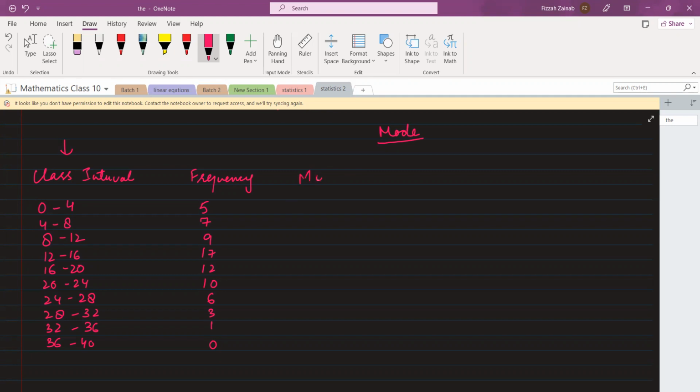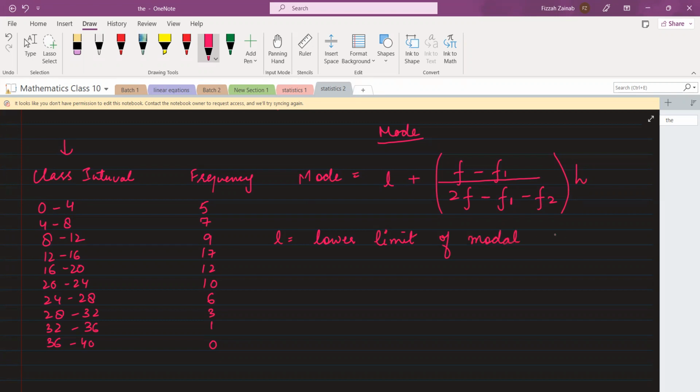First you write, mode is equal to L plus (F minus F1) divided by (2F minus F1 minus F2), right? And into H, I mean, this bracket is multiplied by H. Now, one by one. So L is equal to the lower limit of the modal class. I'll explain, right? First you note down, then I'll explain it. And then F is equal to the frequency of the modal class. H is the width of the modal class.